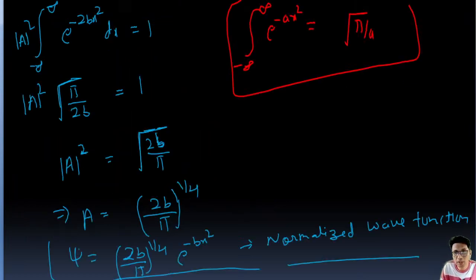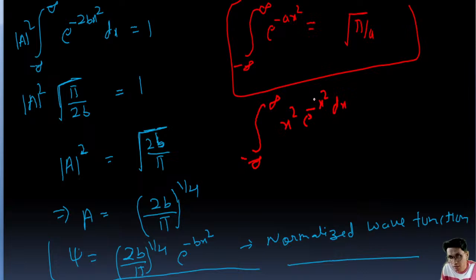Here also I'm going to write this formula because this will be easy. Minus infinity to plus infinity x square e to the power minus ax square, dx, a is the constant.